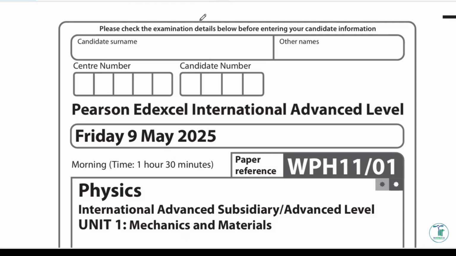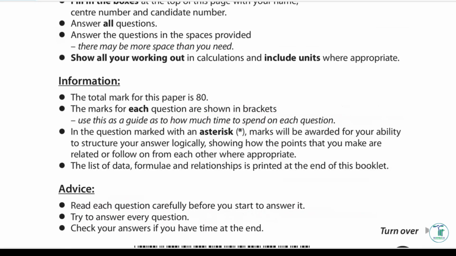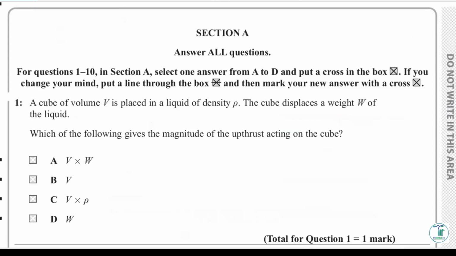I'm Shakil from the Republic 2.0, and today we're going to do the May 2025 IAL Edexcel International Physics Paper 1. In Unit 1, we have the first 10 multiple choices. In this part of the video, we'll try to solve the first 10 multiple choices.